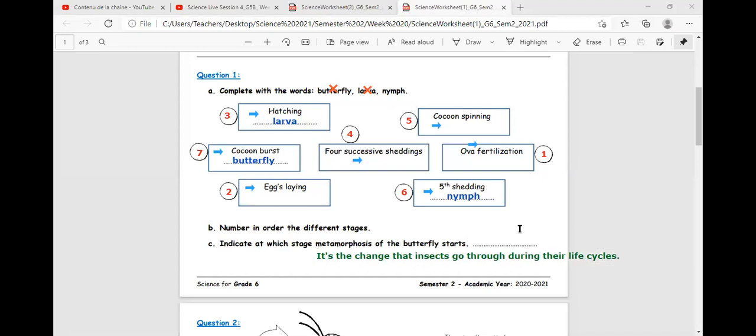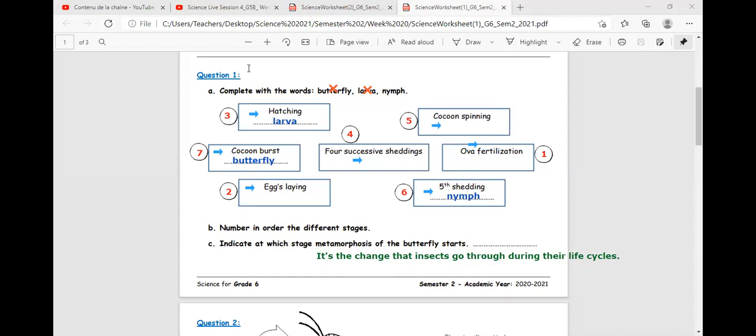Not all animals go through metamorphosis. Insects go through metamorphosis. They change a lot. When does this metamorphosis start? At which stage? 1, 2, 3, 4. You have 7 stages. 2. After 2 it's an egg.